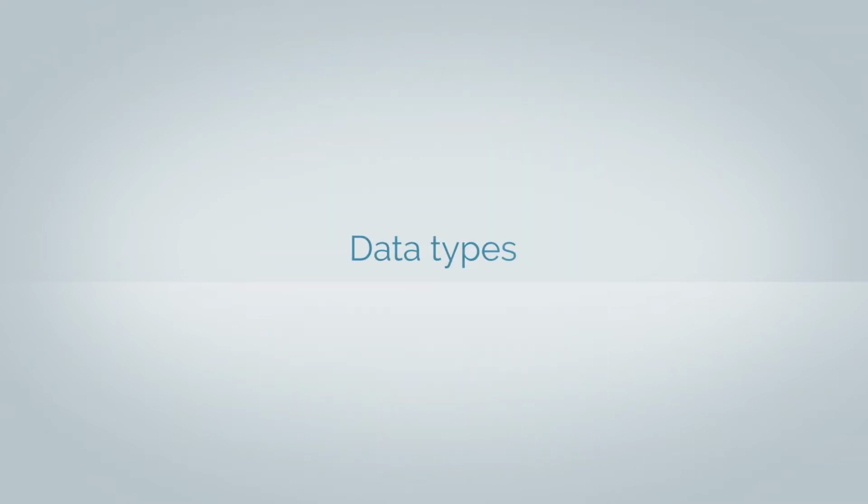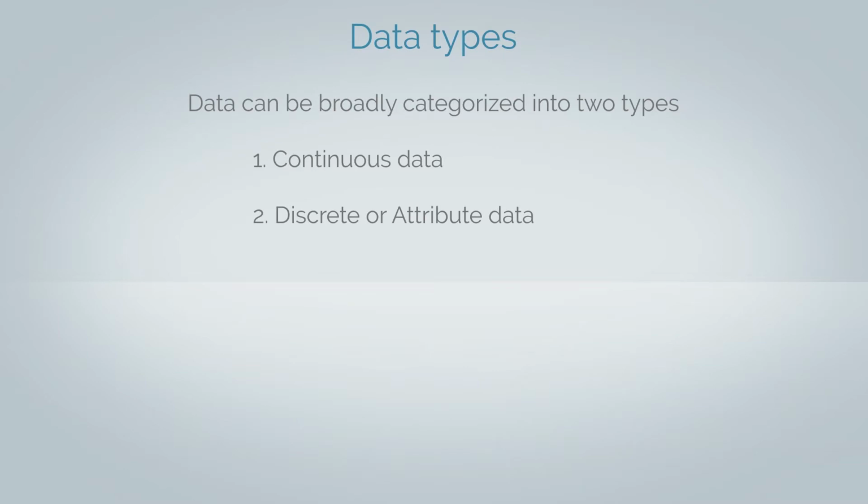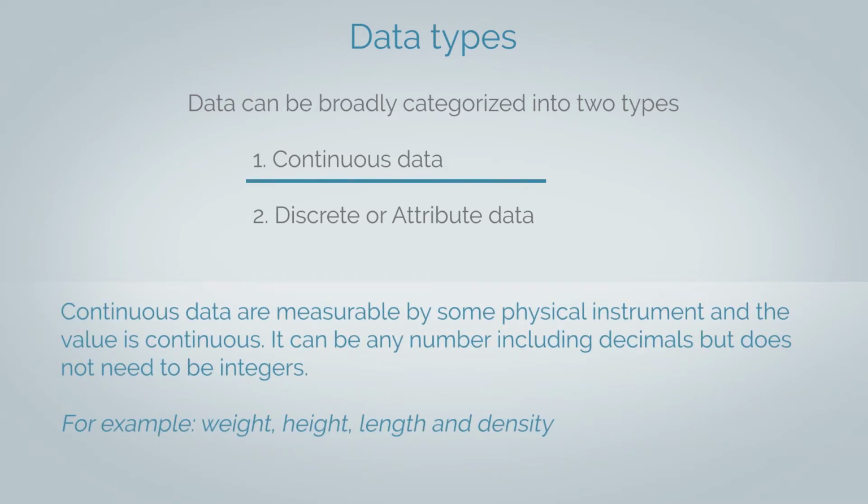Before we get into the details of the 7 basic quality tools, let us become familiar with the data types. Data can be broadly categorized into 2 types. The first type of data will be continuous data, and the second one would be discrete or attribute data. Continuous data are measurable by some physical instrument, and the value is continuous. It can be any number including decimals, but does not need to be integers. For example, weight, height, length, and density.